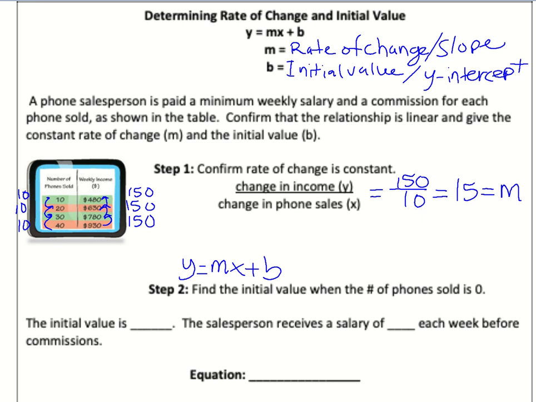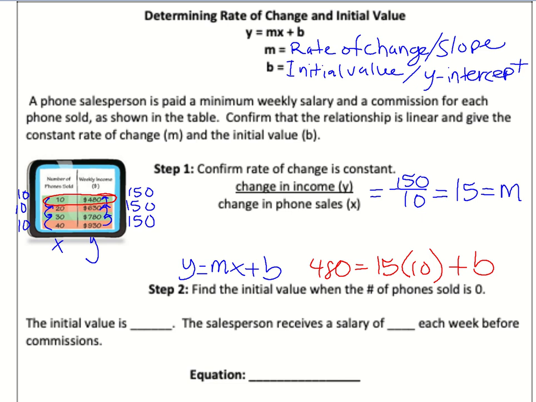We actually have the y and the x. The y and the x are any of the points on this table that we want to use. I'm just going to use the very first one because they're the smallest numbers. So it's going to look like this: 480 equals my slope of 15, times 10, because that's the x that goes with 480. I'll circle it on that table. And then plus b, because what I don't know is that y-intercept.